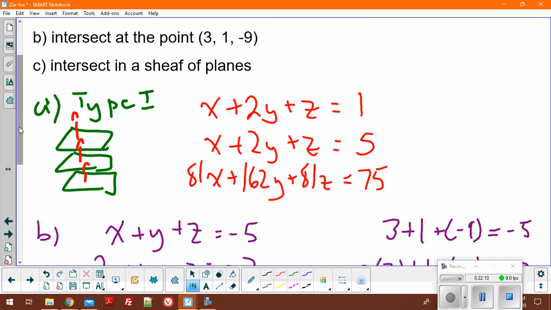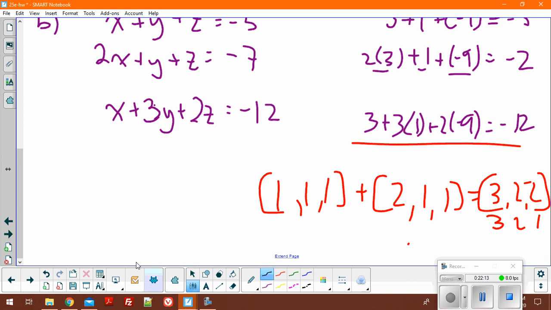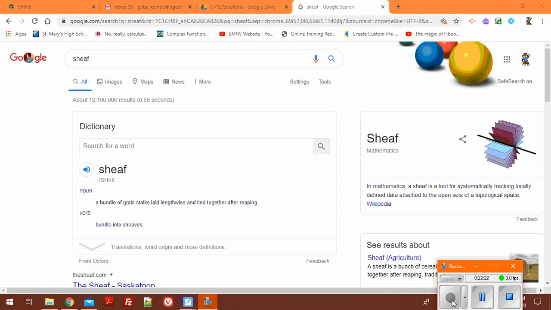Third one says intersect in a sheaf of planes. For this one, I had to look up what sheaf meant because I wasn't 100% sure. When I went over to Google, it gave me this nice picture of a sheaf, and you can see that they meet in a line. Honestly, I thought the word sheaf meant like a stack of paper. That's a ream, I think is the actual word for that. So I was thinking they were like coincident planes, but no. It looks like this. So that's a situation where the planes meet in a line.